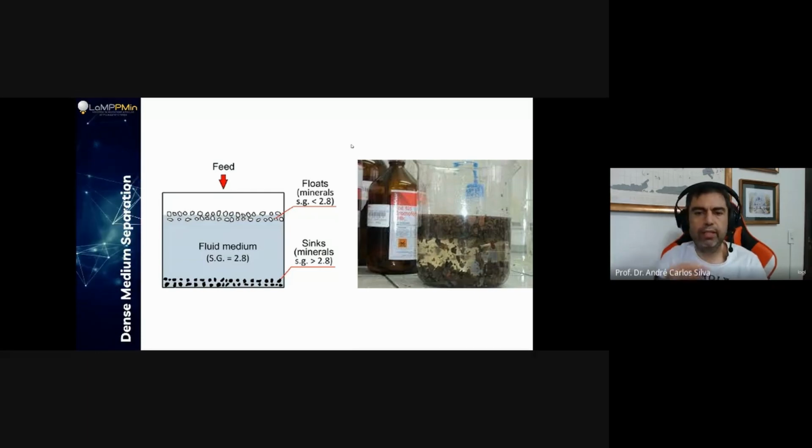So in this picture on your right hand side, you're seeing something real. That's something that we do in our lab. This picture is not from our lab, but this is made in a Brazilian lab. So you took, for example, bromoform or Clerici solution, and you put this Clerici solution. Clerici is quite nice, but it's really expensive and toxic. And that's why we moved away from these inorganic liquids many years ago.